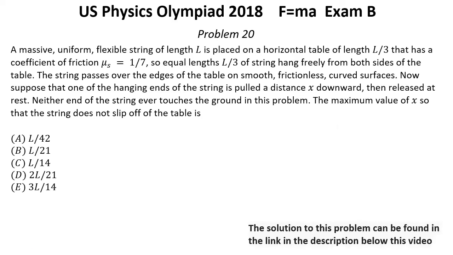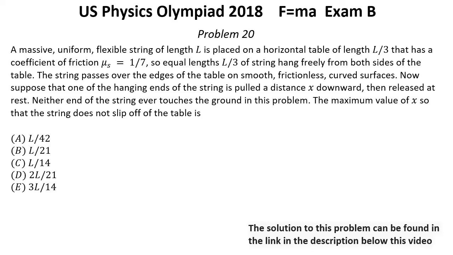Problem number 20. A massive uniform flexible string of length L is placed on a horizontal table of length L over 3 that has a coefficient of static friction mu equal to 1 over 7. So a length L over 3 of the string hangs freely from both sides of the table. The string passes over the edges of the table on smooth, frictionless, curved surfaces.